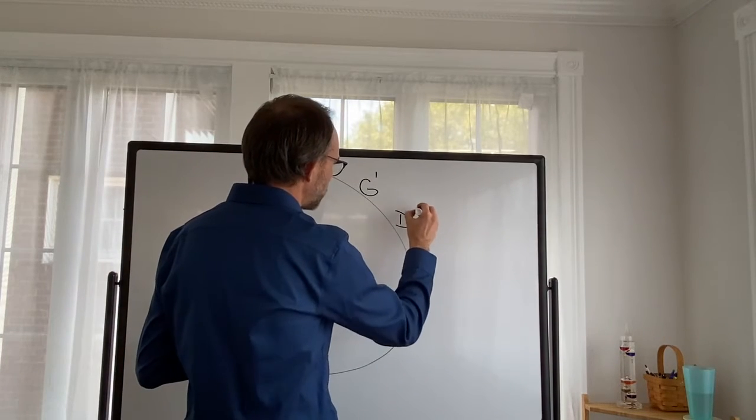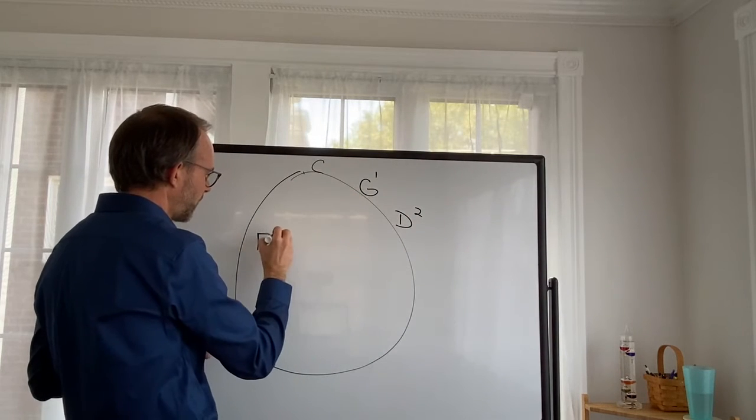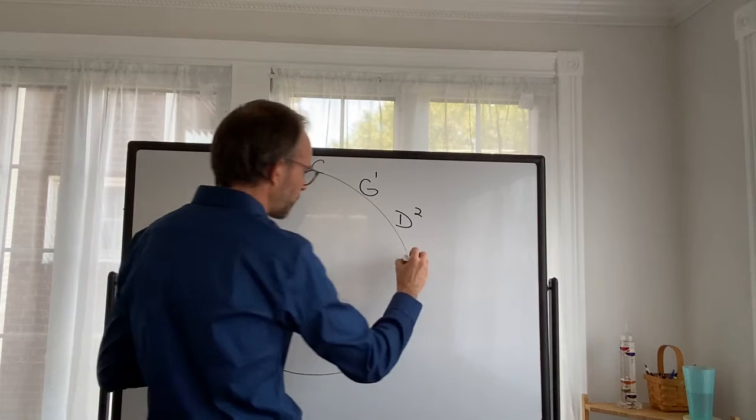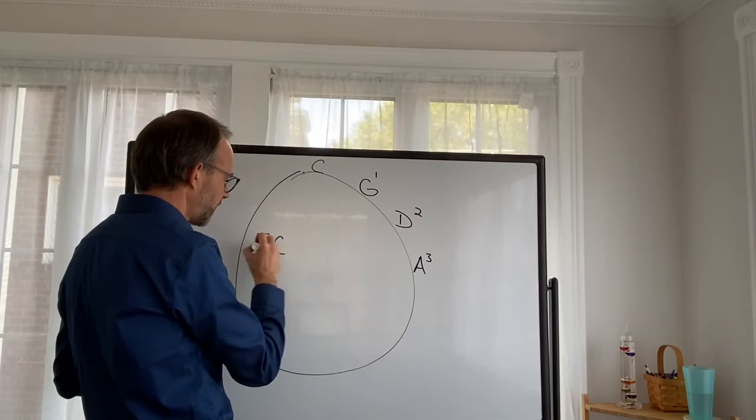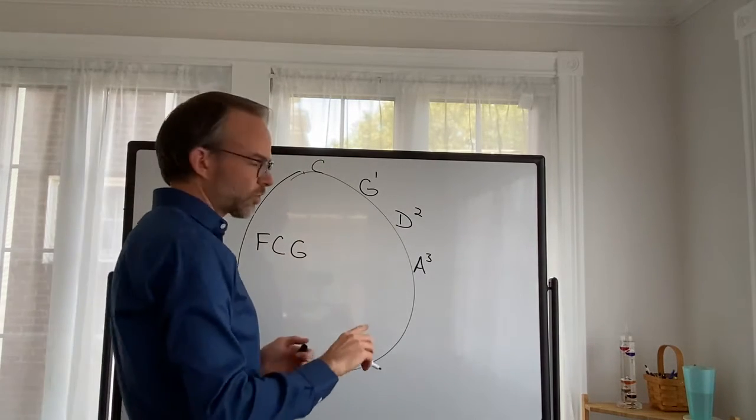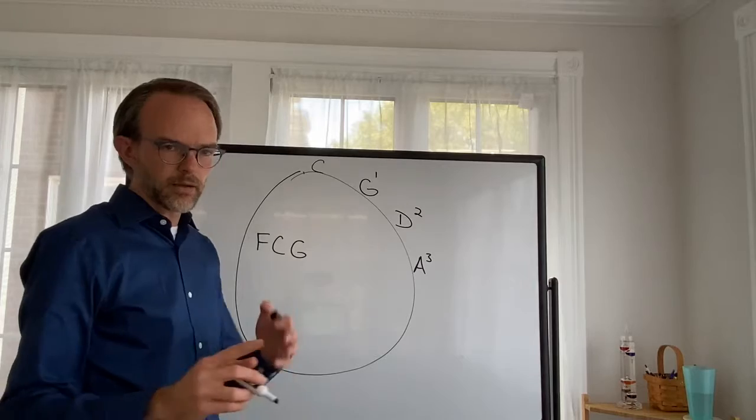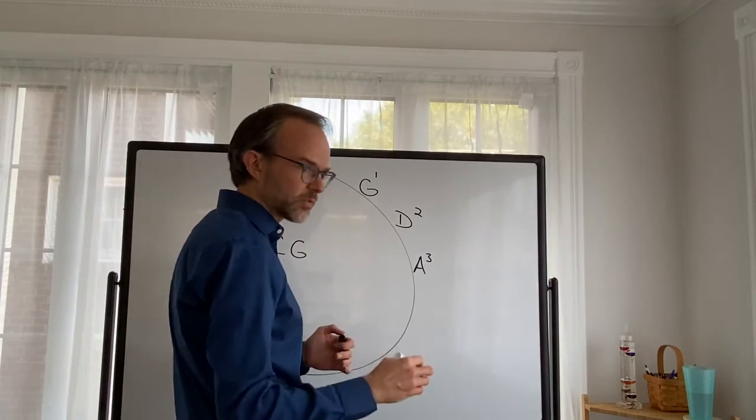D had 2 sharps. The 1 sharp was F. The 2 sharps were F sharp, C sharp. Our next one had 3 sharps, F sharp, C sharp, G sharp. So if we go a perfect fifth above an A, you can pause it and figure it out, and then join us when you have it figured out.